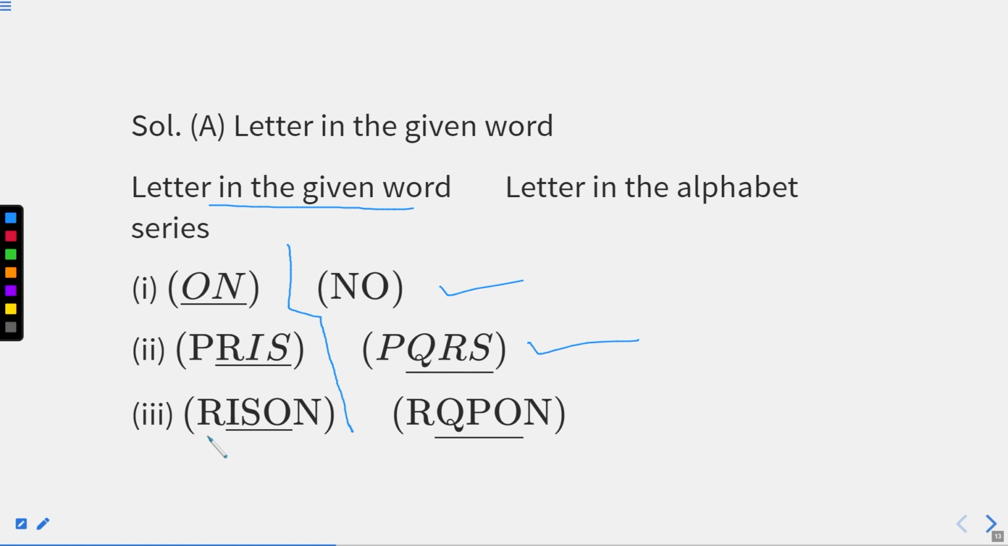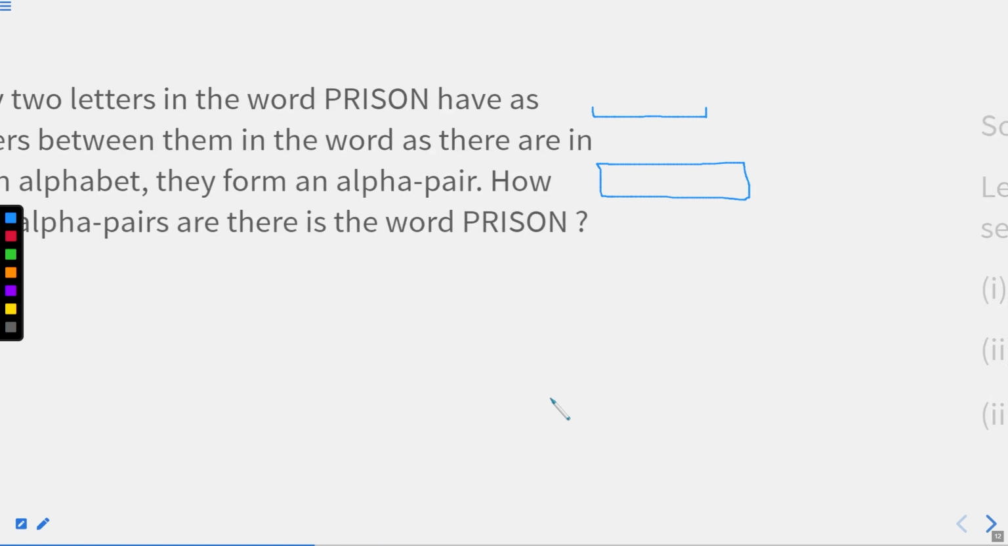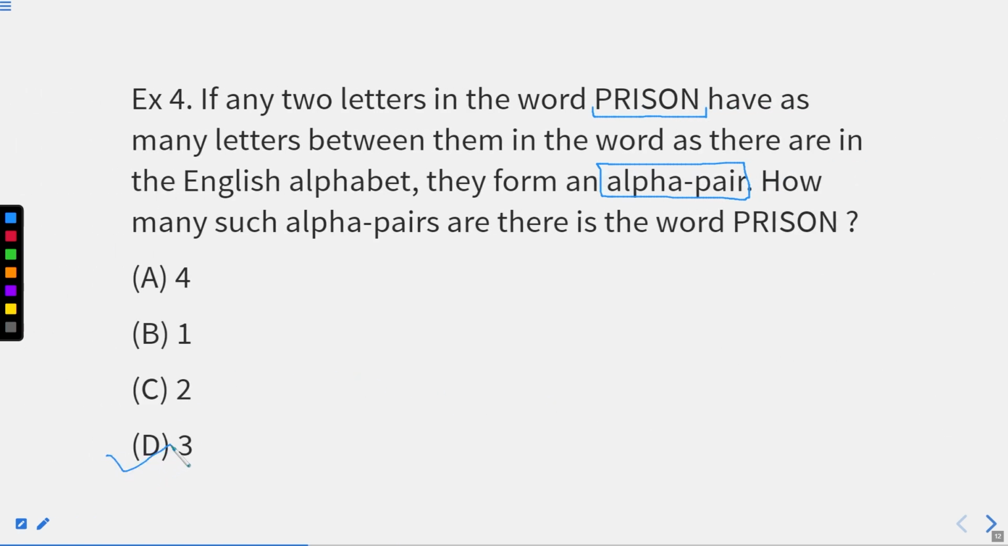Similarly for the third, as per the word prison, we have RISON, and between R and N we have three letters, that is ISO. When it comes to the alphabetical series, we have RQPON, and between R and N we have three letters again, that is QPO. So again it will form an alpha pair. So in total, how many alpha pairs are we able to figure out? That is 3, right? So 3 is going to be our answer. I hope it is clear.